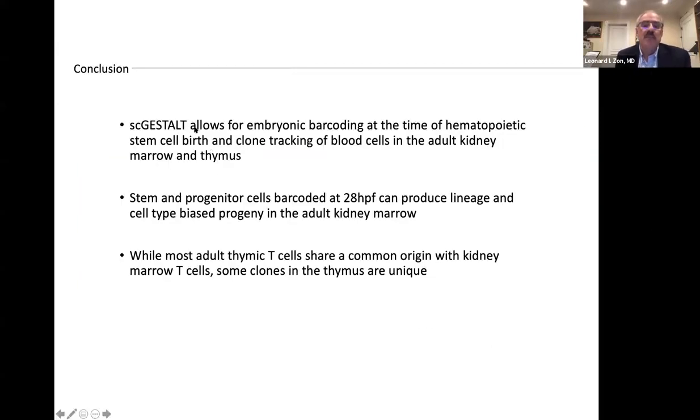So the Gestalt system allows for embryonic barcoding and looking at the stem cell birth and following these cells throughout life. Barcoding at 28 hours post-fertilization allows you to look at lineage and bias of individual stem and progenitor cells in the adult marrow. And with respect to the T cells and the lymphocytes in general, I think it's surprising that there are long-lived lymphoid progenitors that occur in adulthood that come from fetal life. And a second surprise is that there are thymus-specific clones that aren't represented in the marrow.